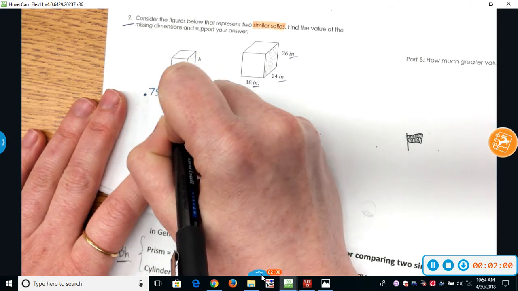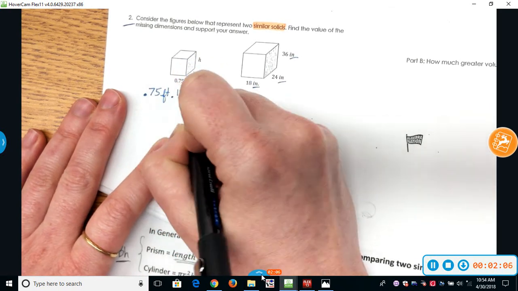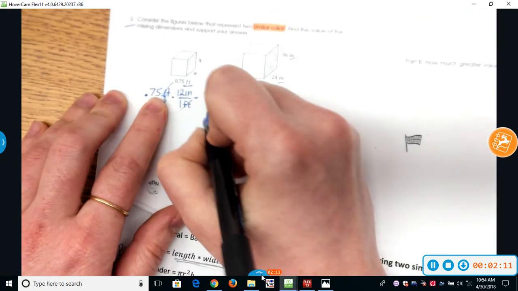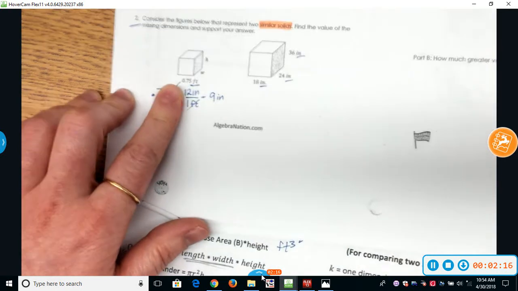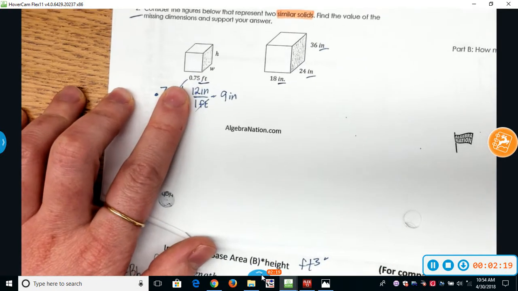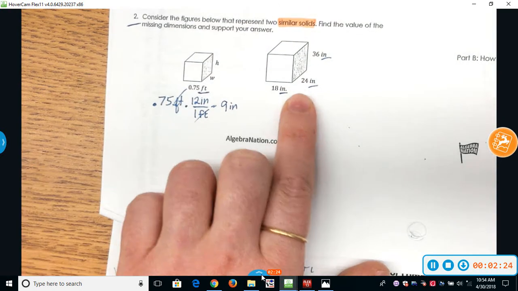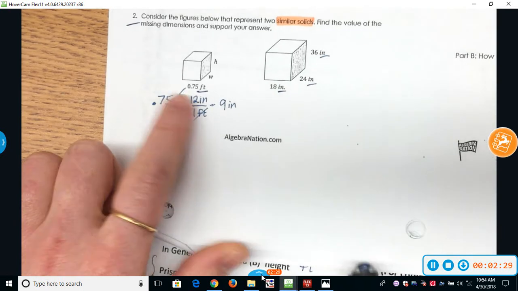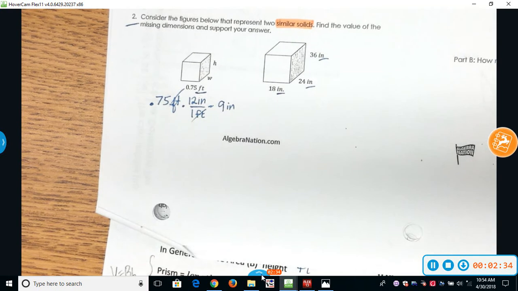I know that there are 12 inches in 1 foot. So my feet cancel, and I get that this side is 9 inches. So instead of feet, I need to recognize that I need consistent units. So I'm changing the 1 instead of changing 3 different ones. So that side right there, which is 0.75 feet, is also 9 inches. Now I'm ready to look at them and compare.